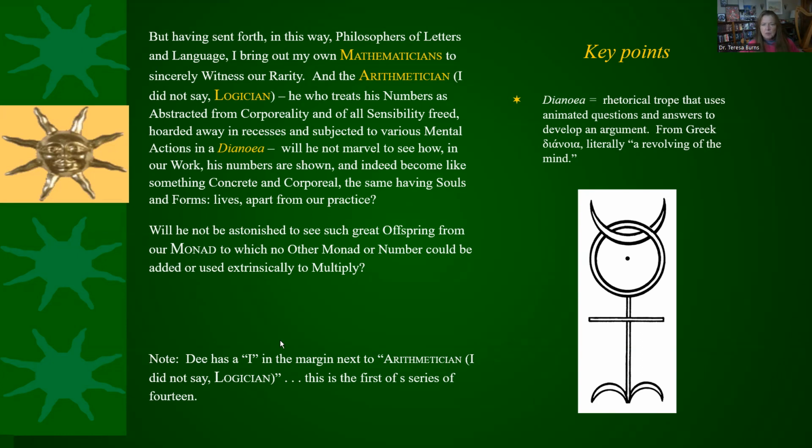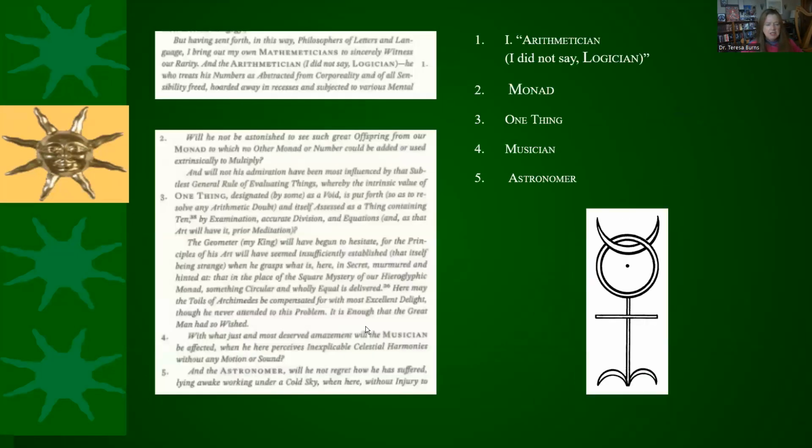He has, as I mentioned in my last video, gone to great pains to not write the number one as an Arabic numeral, or he doesn't want you to think of it as an integer. It's supposed to be the one everything has come from and can return to. So that's important in this section, because when he writes one in the margin of this list of 14, he doesn't write the numeral one. He actually writes a big I, like a Roman numeral one. And that's going to be the first of a series of 14.